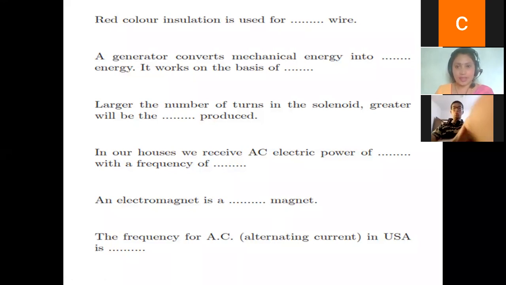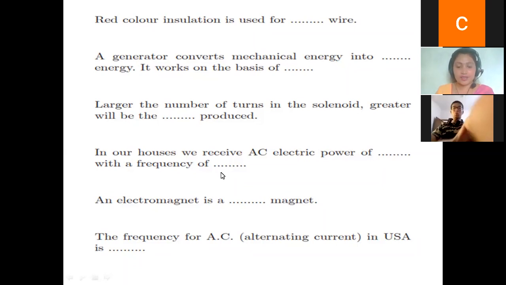Done? I hope done. A generator converts mechanical energy into dash energy. It works on the basis of dash. Larger the number of turns in the solenoid, greater will be the dash produced. Keep on writing one word answer. Done? In our houses, we receive AC electric power of dash with a frequency of dash.